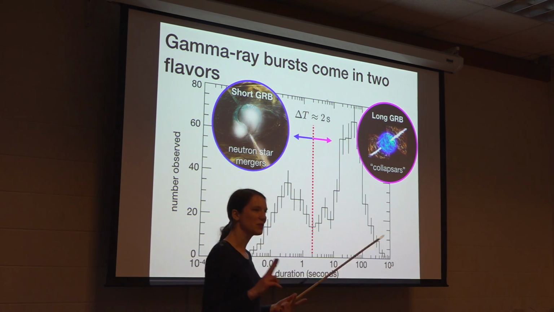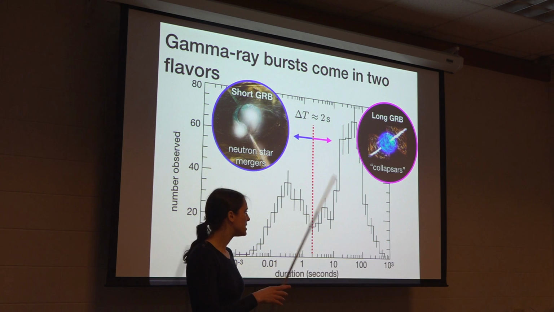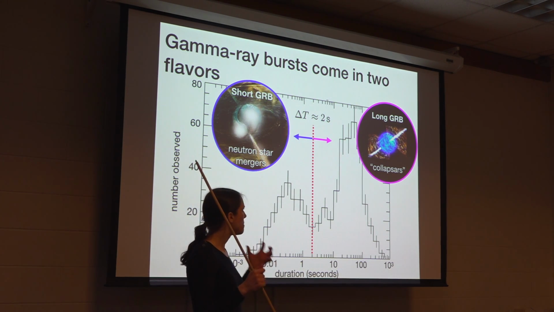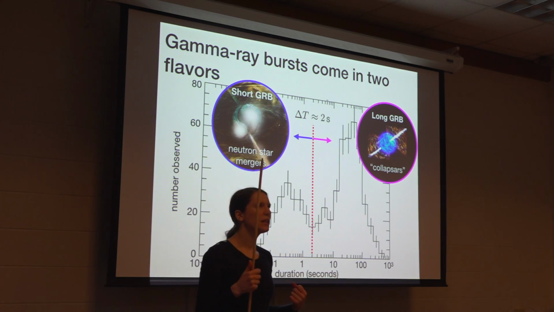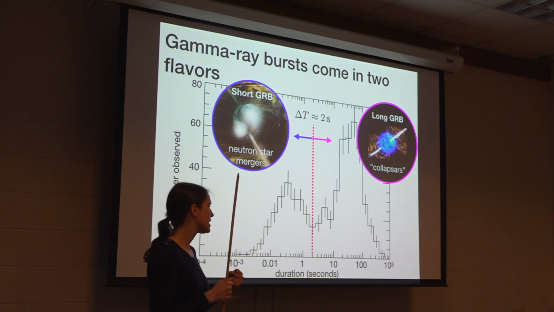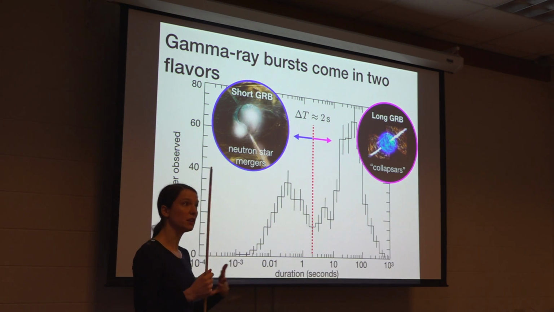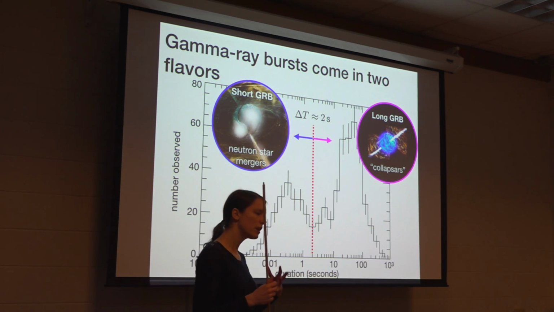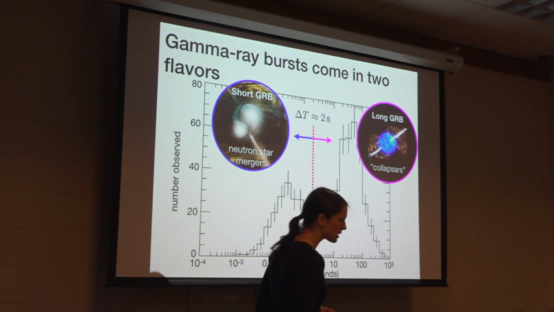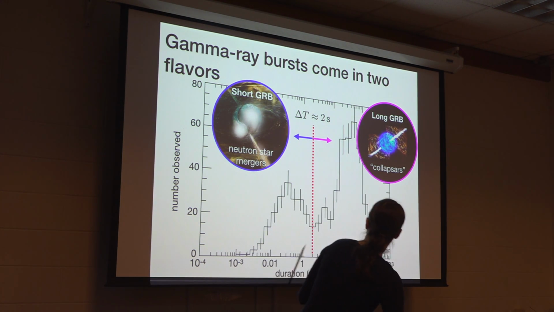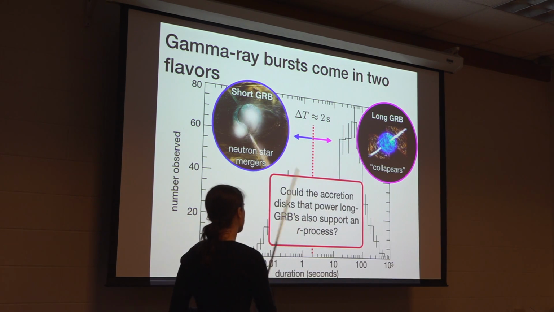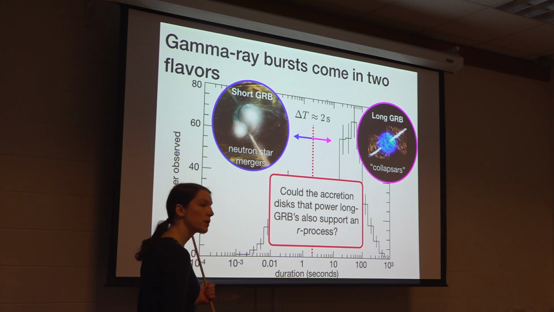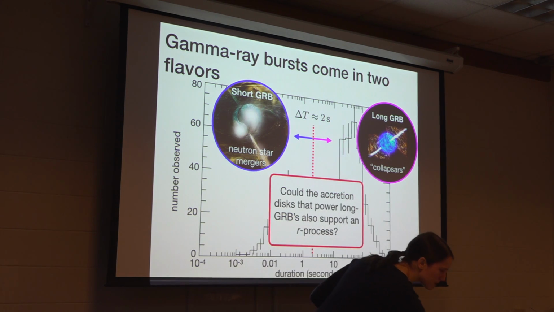Theorists often use the term collapsars, which really references a model of how these supernovae might launch gamma ray bursts, but it just refers to the idea that you have a rapidly rotating massive star that collapses in its supernova explosion, and the high level of angular momentum present in the stellar material enables the formation of an accretion disk. Okay, so based on this analogy, a natural question that arises is whether the accretion disks that power long gamma ray bursts could also support an R process.